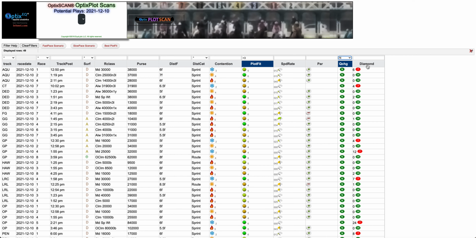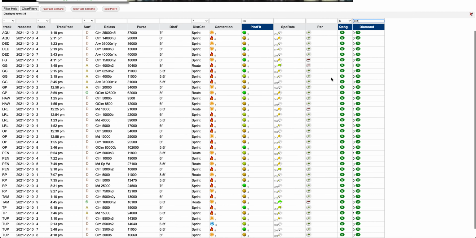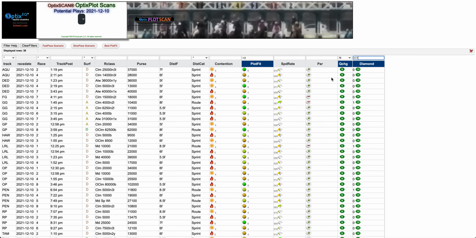And then the diamond, all this says is how many horses have diamonds. I'm okay with one horse being a diamond, but when you get multiple horses, the plot becomes a lot less reliable. So I'm going to say less than or equal to 1. And so now I've got a subset of the list that I was looking at.